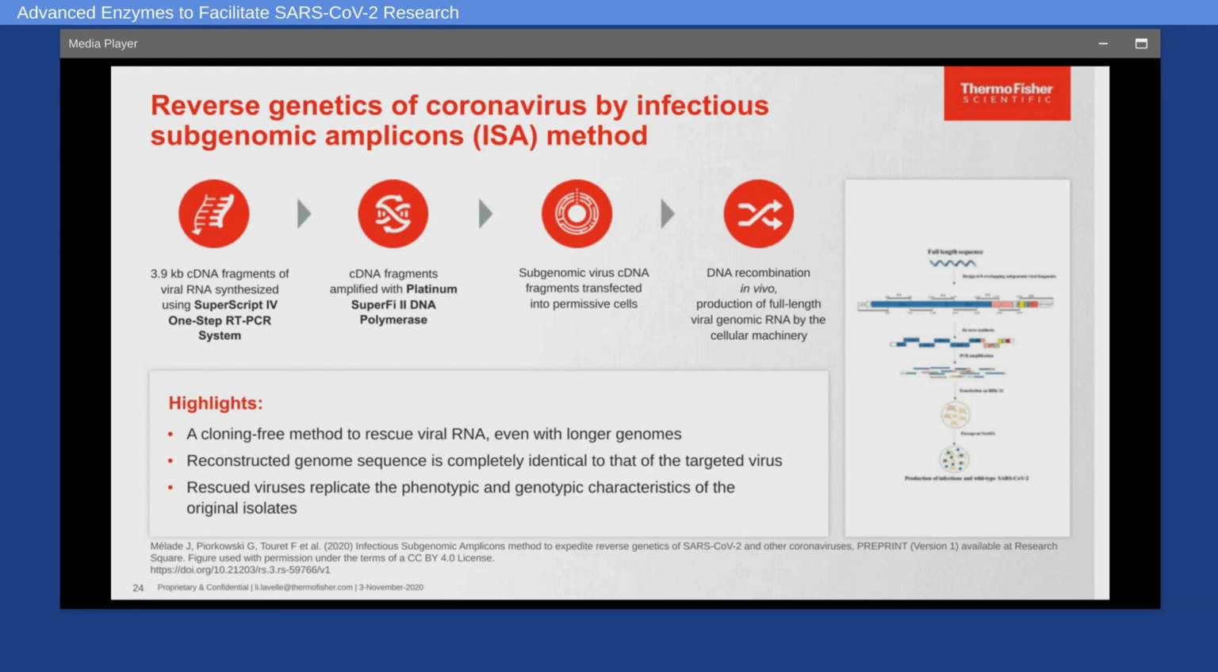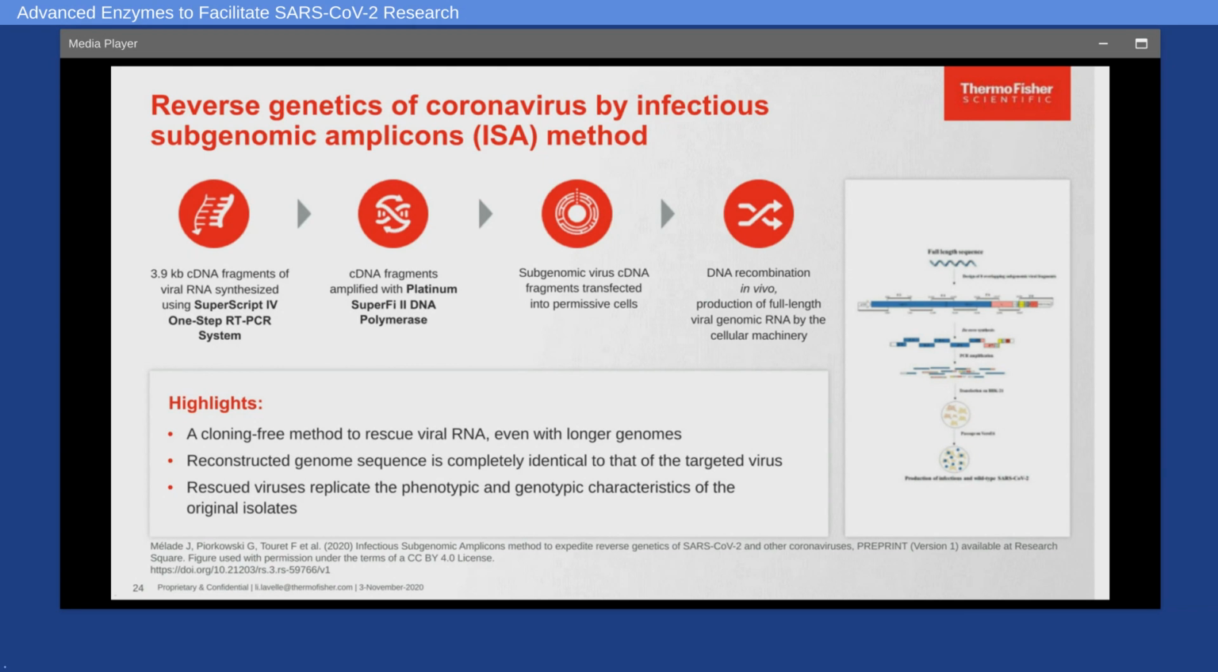The researchers used this technology for constructing a full genomic cDNA, and mutations and fluorescent reporter genes were incorporated in this case. First of all, they designed 8 overlapping de novo synthetic viral fragments. They used these fragments as a template to synthesize cDNA using the SuperScript IV One-Step RT-PCR system. Then the cDNAs were amplified with SuperFi II DNA polymerase, and these amplified fragments were transfected into cells. The full-length recombinant viral genome was produced within the cell through in vivo DNA recombination.